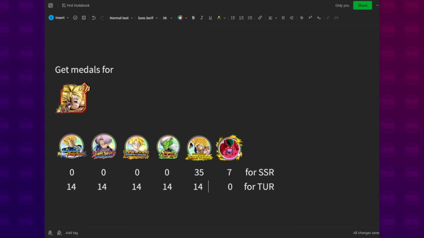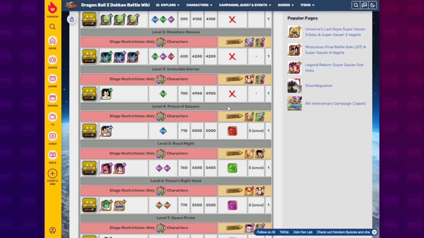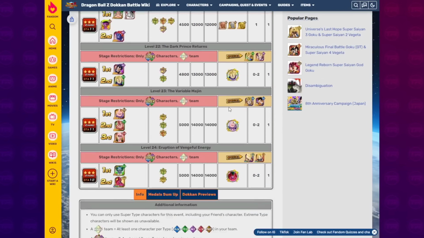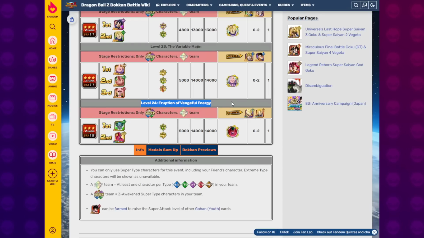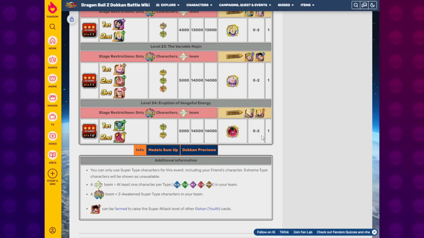But for the Hachiak medal that you need 7 of, you actually can get this through the Hero Extermination Plan. Actually, I think this is the only place you can do it, all the way down here on stage 24. You got to get this, and it's not a guaranteed drop. It took me about, I'd say, 15 minutes to obtain all the medals that I needed. I got a little bit unlucky.